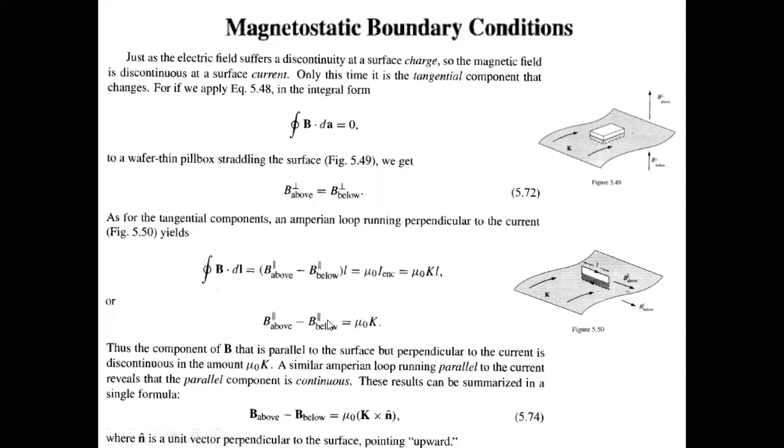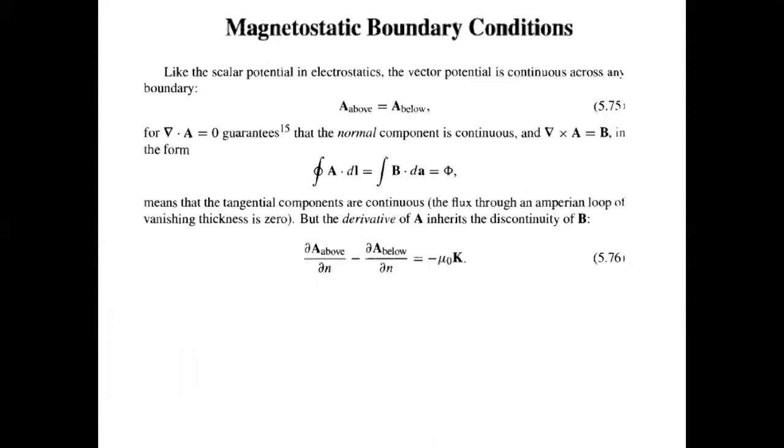From this equation, if we remember it and we know n and K, then we can get this equation, which gives the parallel component and also the perpendicular component. Now, the same is also true in the case of the vector potential. Like the scalar potential in electrostatics, the vector potential is also continuous across any boundary.